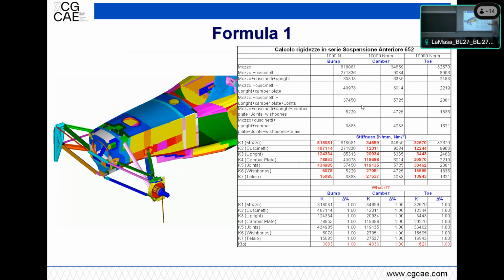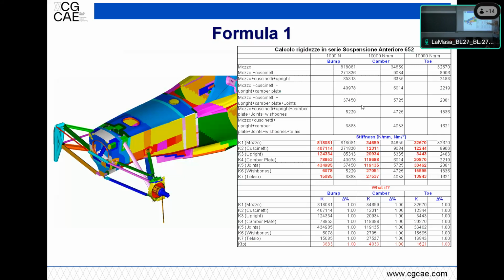And this basically is a sort of summary table where we see that the most compliant part, so the lowest stiffness, was coming from the wheel bearings. And there is not that much you can do, because there are parts which are bought from a supplier, SKF at the time.